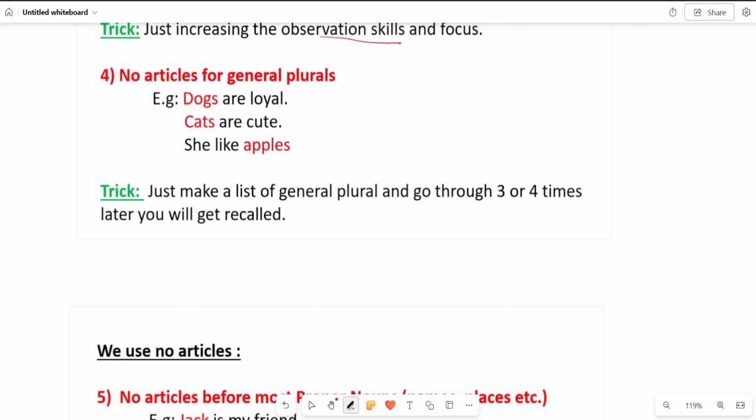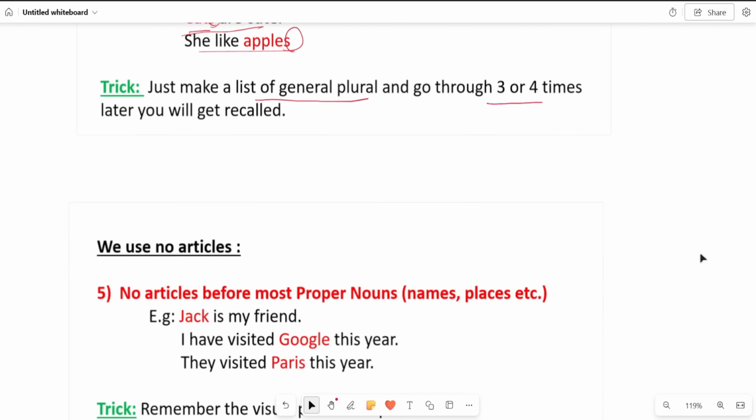Then the fourth rule is, we use no article before general plurals. For example, dog is general, cat is also, these are general and common names, isn't it? So we are adding s at the end and making them plural, and they are becoming general plurals. So before them we don't use any article. For example, dogs are loyal, cats are cute, she likes apples. So these are some of the words we don't use an article before. So what will be the trick here? The simple trick is, we just need to make a general plural list, and even better, 2-3 times we need to look at those points and words, then later we will understand it well.